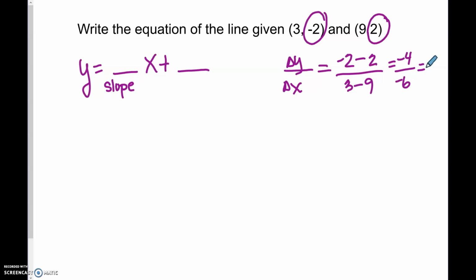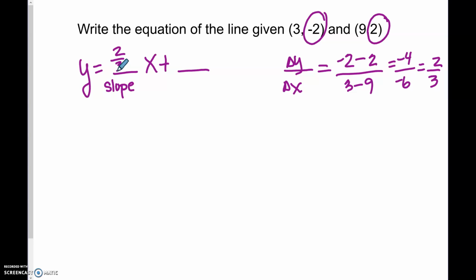And what does this simplify to? A negative divided by a negative is a positive. And if I divide by 2, I get 2 over 3. So my slope ends up being 2/3. Now I need to find my what? I need to find my y-intercept.